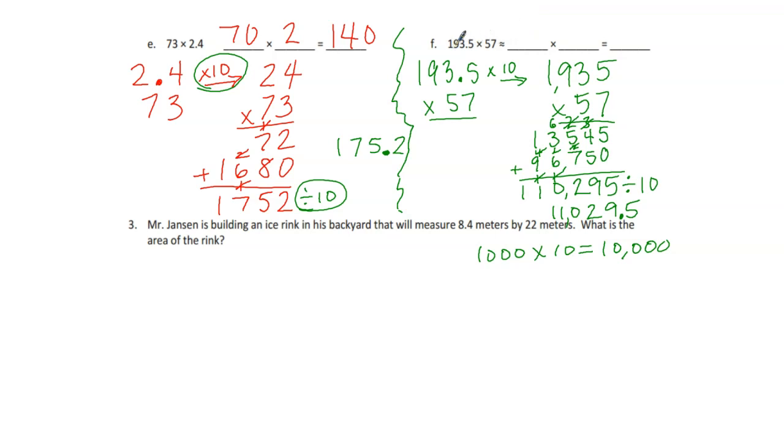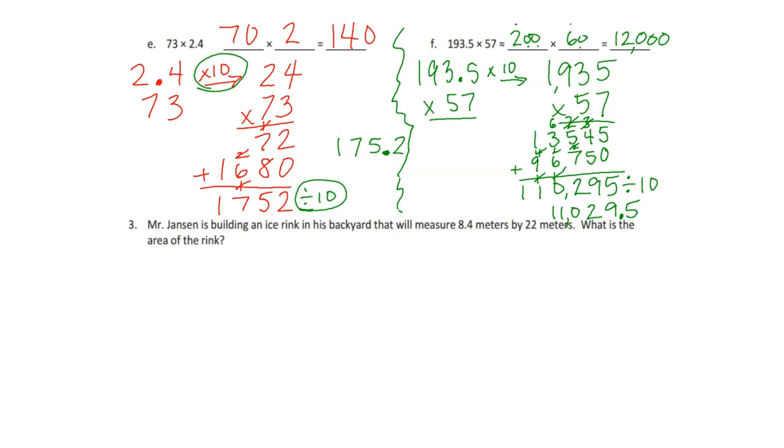Let's go ahead and do the rounding just to see where we will come up with. So I'll round 193 and 5 tenths to 200, and I'm going to round 57 to 60. 2 times 6 is 12, and then I have 1, 2, 3 zeros. So my answer should be around 12,000. 11,029 and 5 tenths is around 12,000. All right. This is turning into a much longer homework helper than I wanted, but we're going to go ahead and continue.